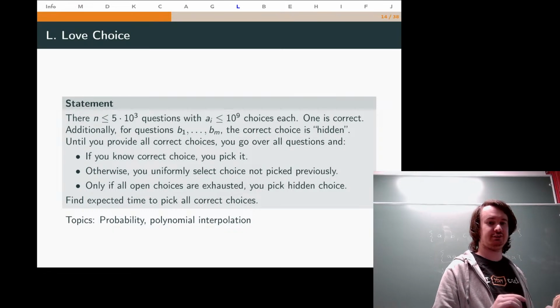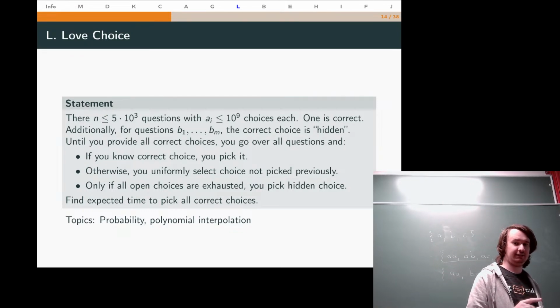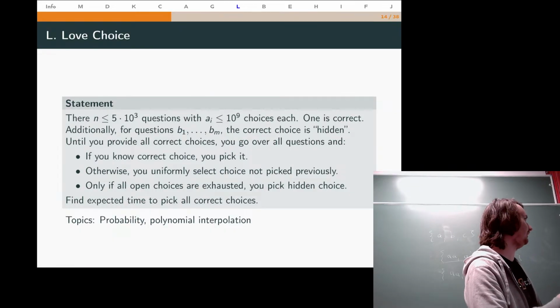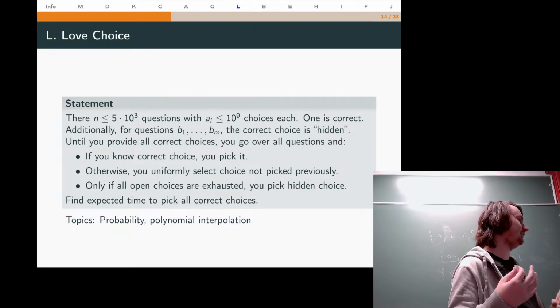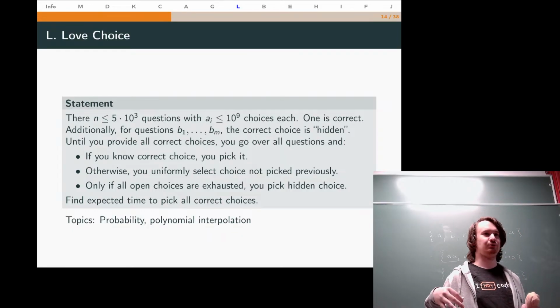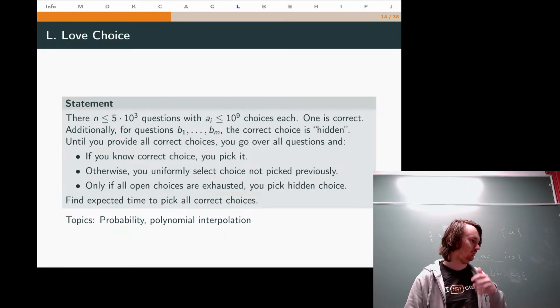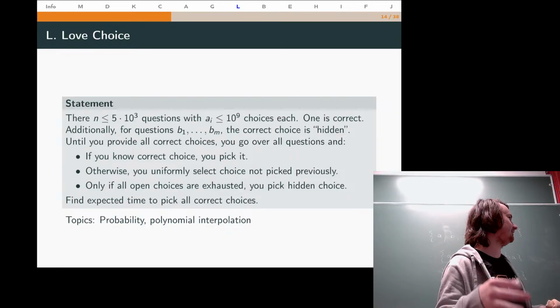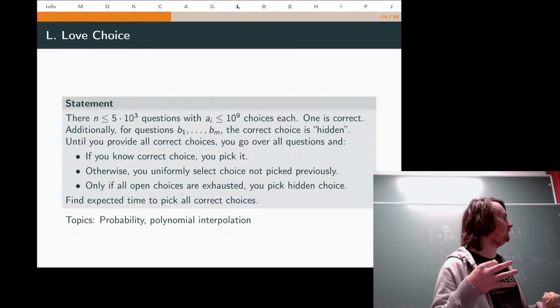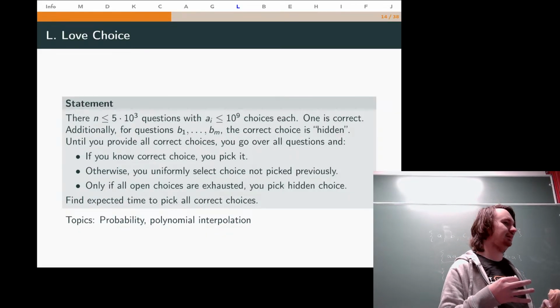And also for some of these questions there is a hidden choice. If the question has a hidden choice, of course the correct answer is the hidden one. And in this case we also would not be able to choose the hidden answer until we try to choose all the open answers. So we repeatedly play this game in rounds.